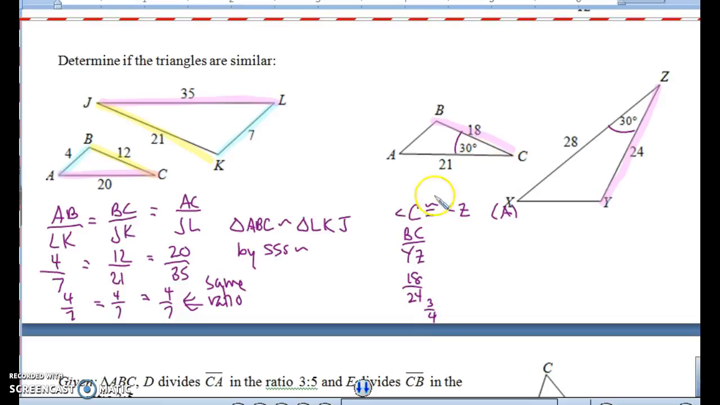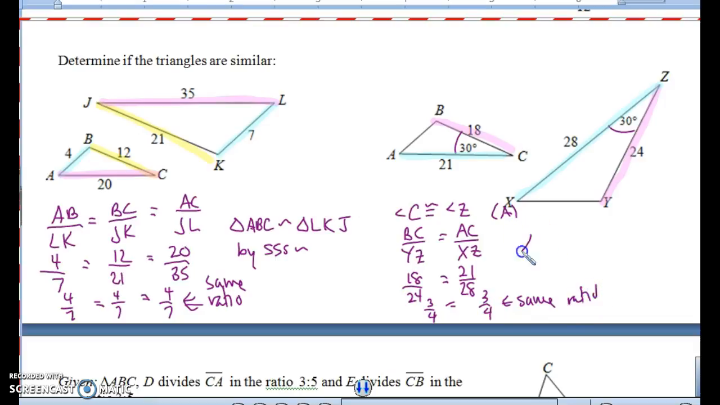Okay, now we're going to look at the other ratio of the sides. The other side, the longer side would be 21. Let me do this different color. This side would be 21, and this side would be 28. So we have AC is compared to XZ. So AC is 21, XZ is 28. When you reduce that, that also comes out to be 3/4. So these are the same ratio.